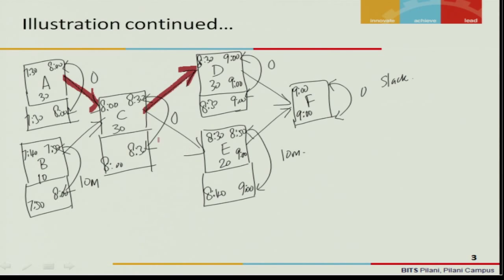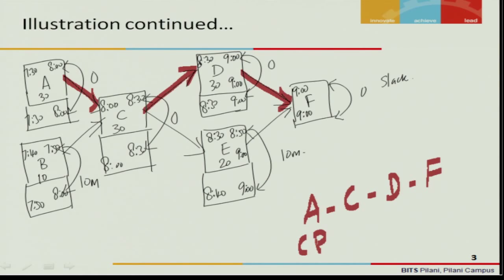Does this become a critical path? No, because you have a slack here, 10 minutes, and here there is no slack, so this becomes a critical path. So the critical path is A, C, D, F. A, C, D and F becomes the critical path.